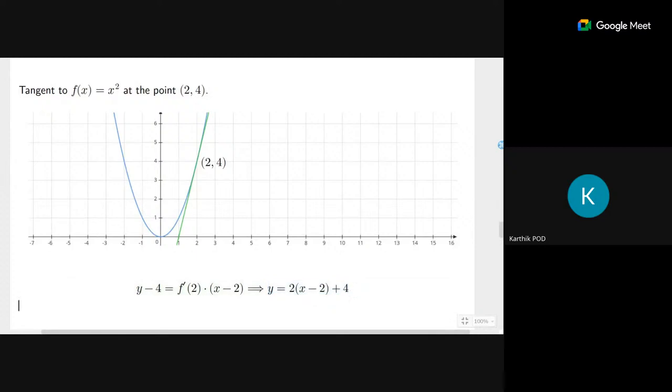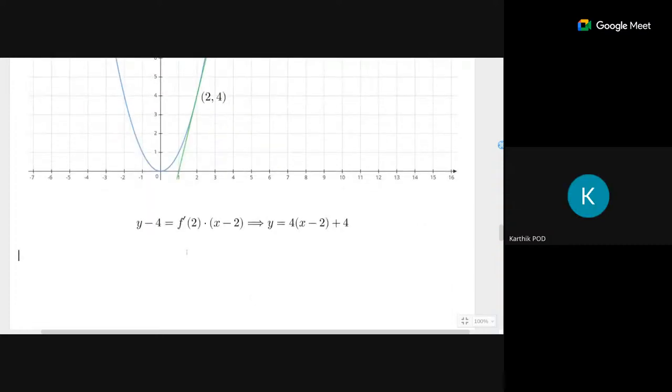Okay, is there any question, doubts in this single variable case? Sir, it is y is equal to 4 times x minus 2 plus 4. Sorry, yeah, f prime of 2 is 4. Okay, thanks. Any questions that anyone has? This is, I hope, clear to everyone. Yes, sir.